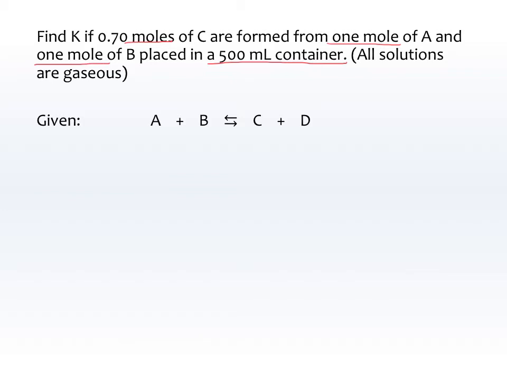So I'm going to start with 0.7 moles divided by 0.5 liters. 0.7 divided by 0.5 is 1.4 molar C. And 1 mole divided by 0.5 liter is 2 molar A and 2 molar B. I just want to get those numbers right away instead of these numbers so that these numbers don't end up confusing me and making me forget.